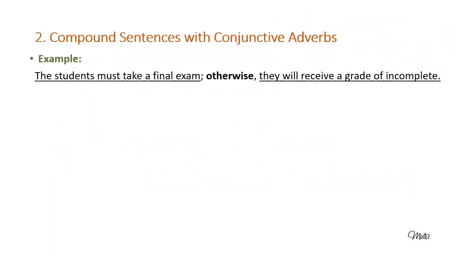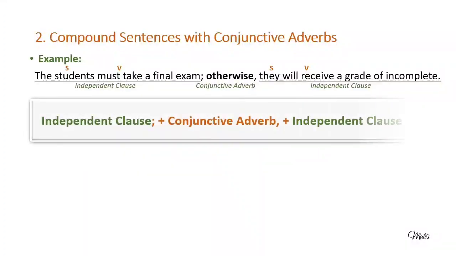The second, compound sentences with conjunctive adverbs. For example, the students must take a final exam; otherwise, they will receive a grade of incomplete. This sentence has two independent clauses. The first independent clause is, the students must take a final exam. The second independent clause is, they will receive a grade of incomplete. Those two independent clauses are connected by a conjunctive adverb, otherwise.